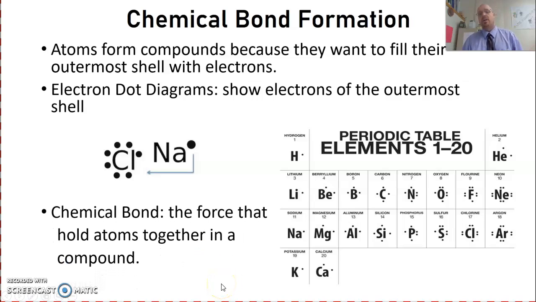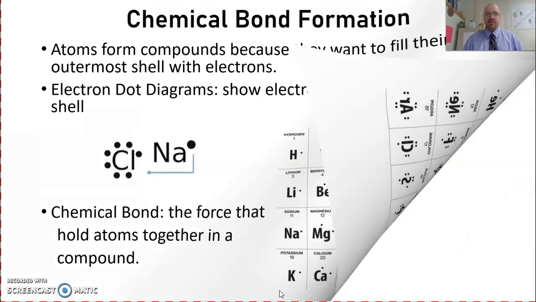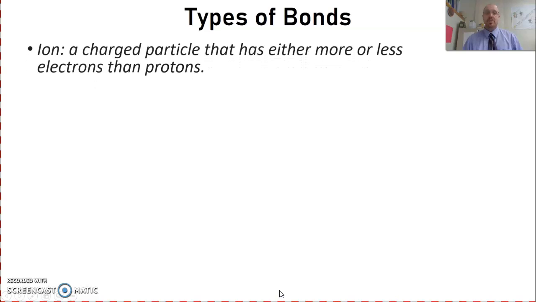And what is a chemical bond? I probably should have talked about that before I jumped into how it's all formed and what electrons do. But a chemical bond is the force that holds atoms together in a compound, and this is due to the electrons that they share. What are some different types of bonds?